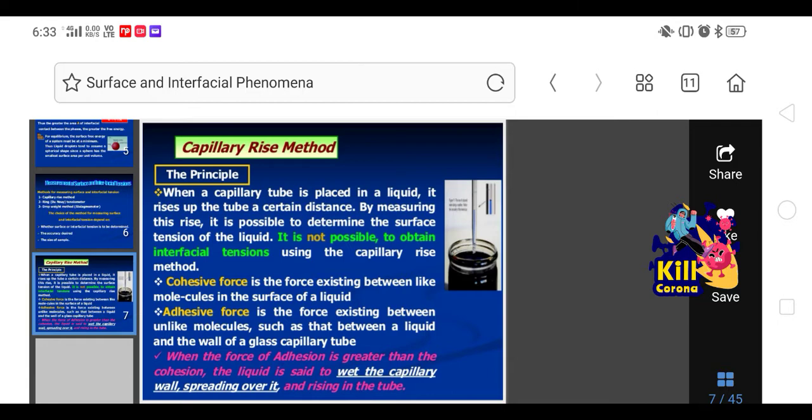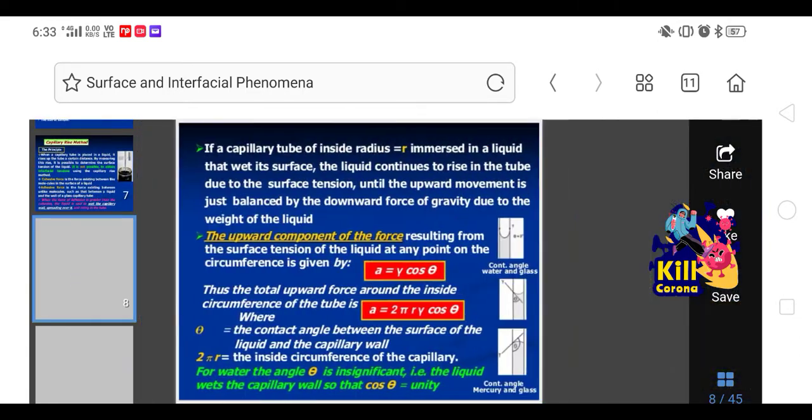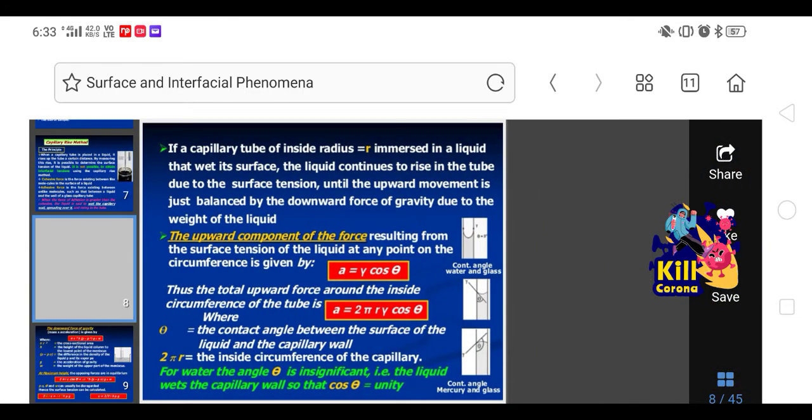Why does the liquid rise in the capillary above its level? This is the reason: when the force of adhesion is greater than the cohesive force, it starts to rise. In the capillary tube, the inside radius is measured, and the liquid continues to rise until the upward force is balanced by the downward force. The downward force is because of gravity.